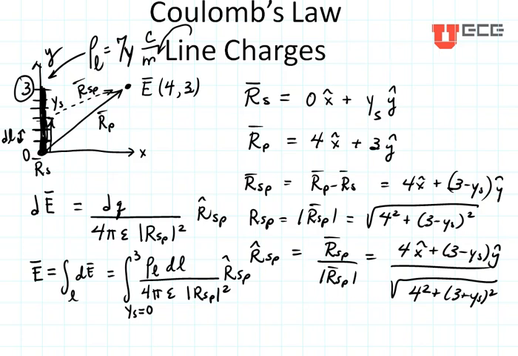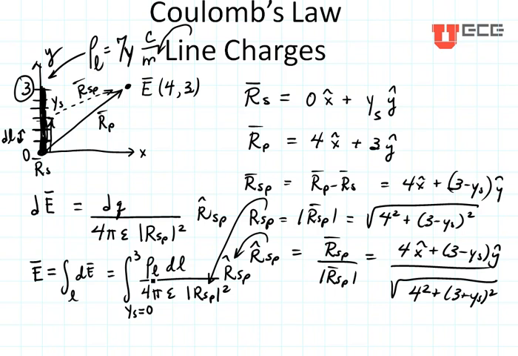Okay, now we're still looking at the electric field from the line charge, and let's see what we need to do in order to put everything together. We're going to put our RSP value, the unit vector, right here, and we're going to put this magnitude term right down there. Now those are very well defined. Let's see what dl is.